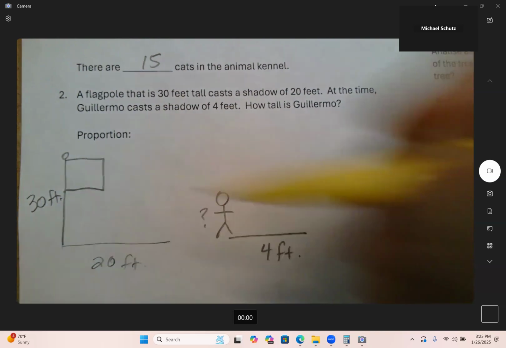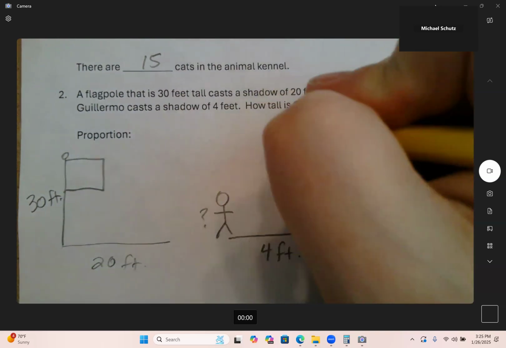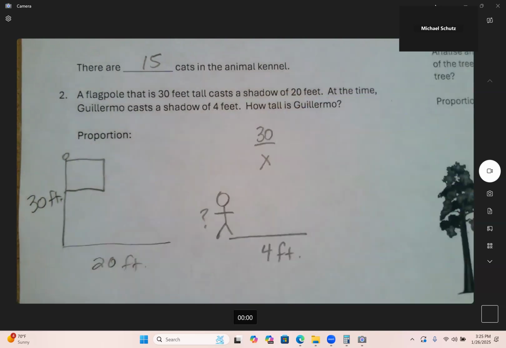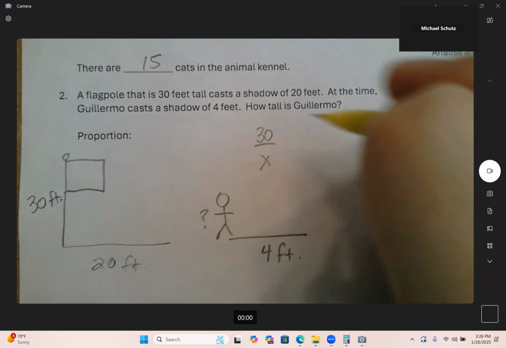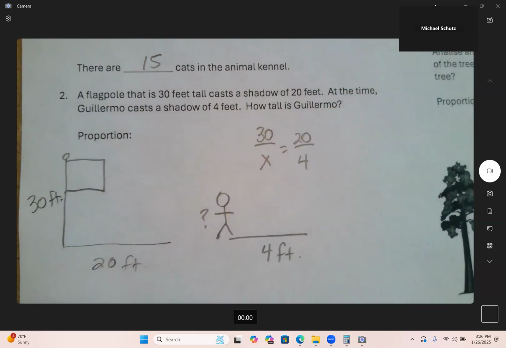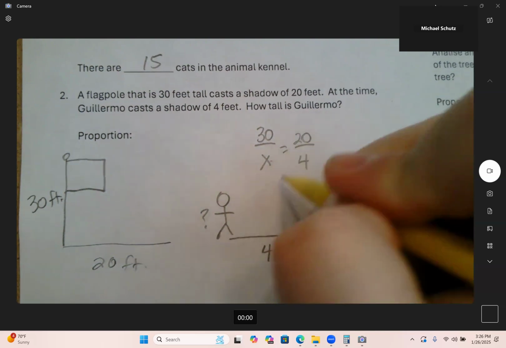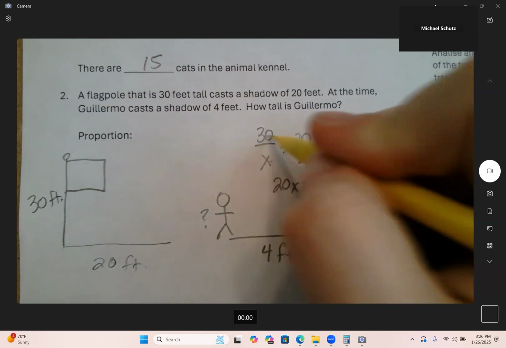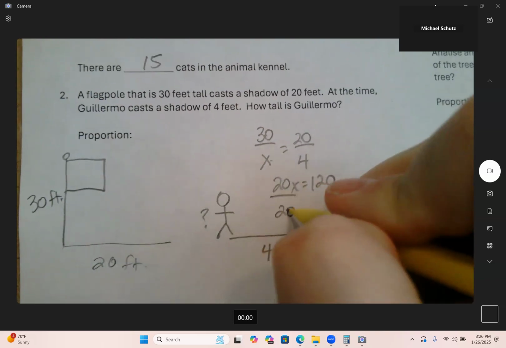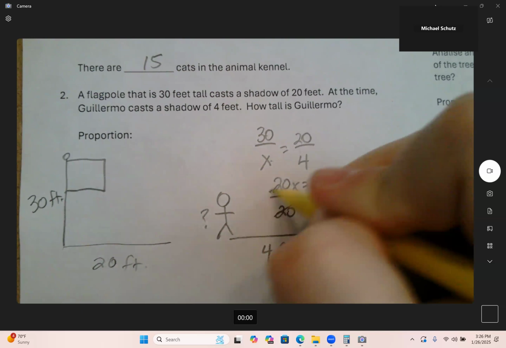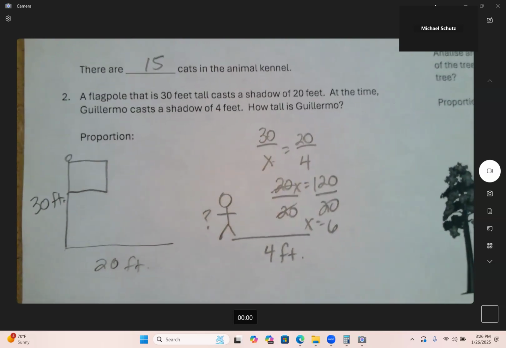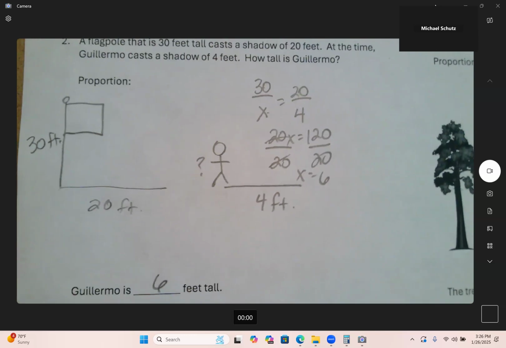So what we're going to do is the height of the flagpole over the height of Guillermo, which we don't know, equals the shadow of the flagpole over the shadow of Guillermo. So now I'm going to cross multiply. 20 times x is 20x. 30 times 4 is 120. Divide by 20. 120 divided by 20 is 6. So Guillermo is 6 feet tall.